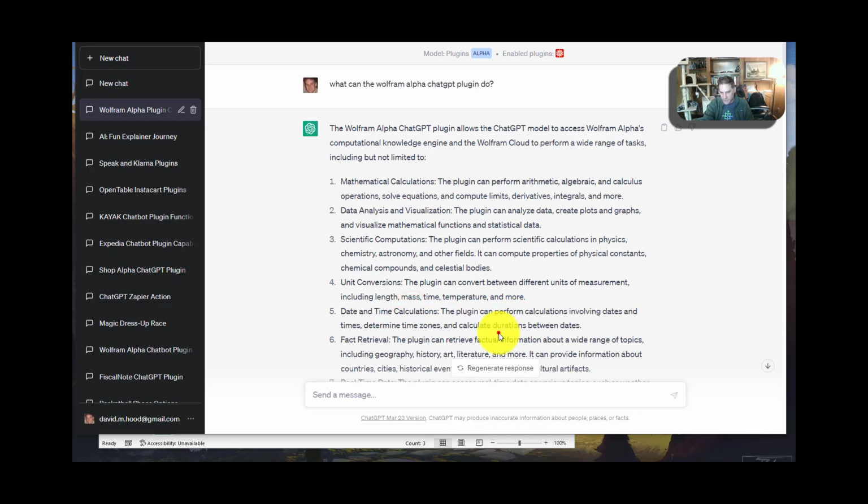Calculations involving dates, times, determine time zones, and calculate durations between dates. Okay, so let's have it calculate this. So please tell me how many years, blah, blah, blah, until the next leap day.